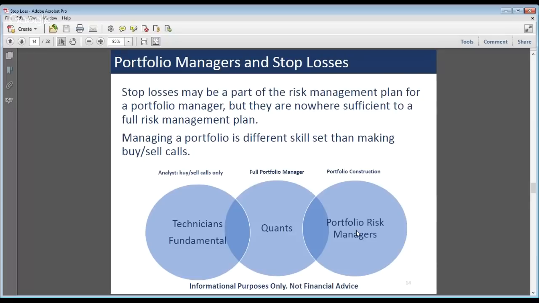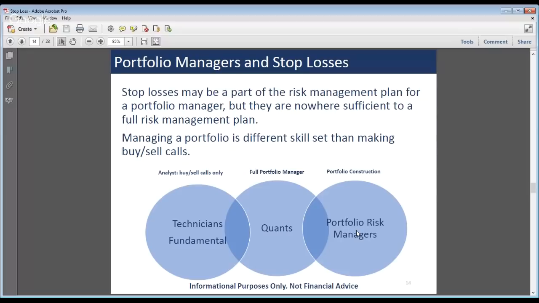Managing a portfolio is a totally different skill set than just making buy and sell calls. Now, there's a lot of overlap. So here underneath, I have the styles or different potential roles of people and where they fit into the portfolio manager structure.